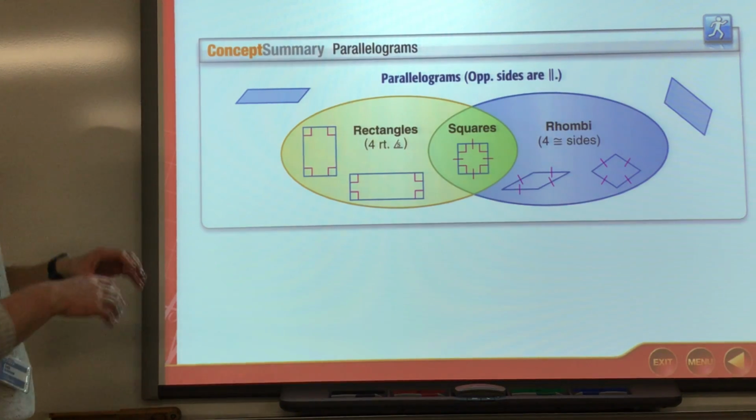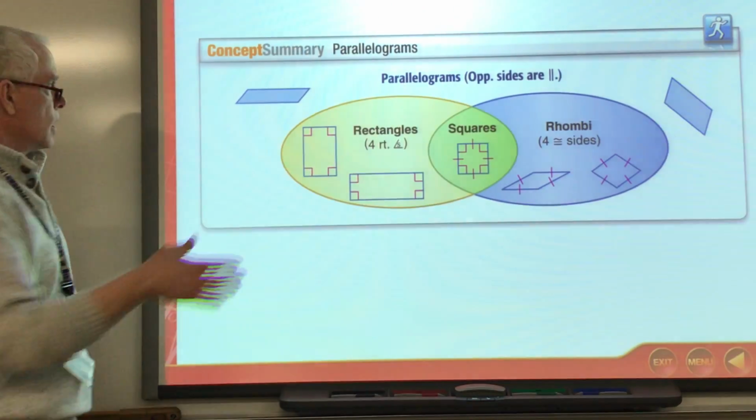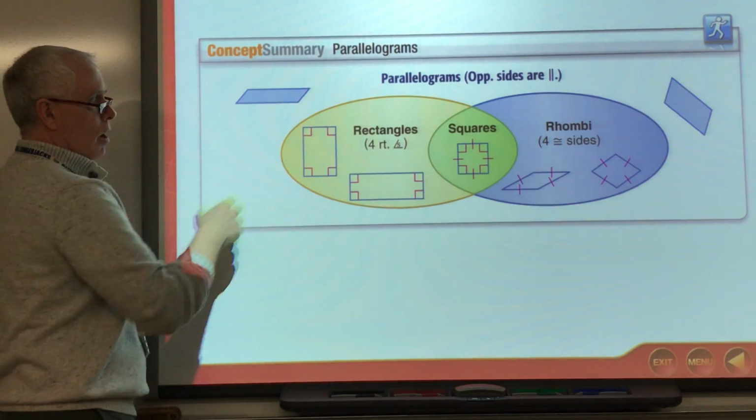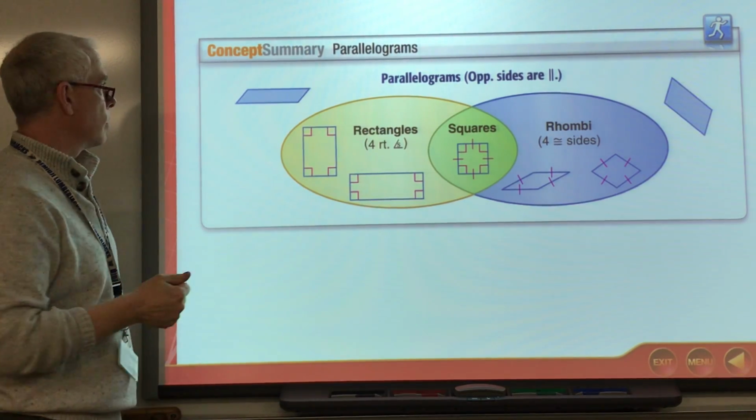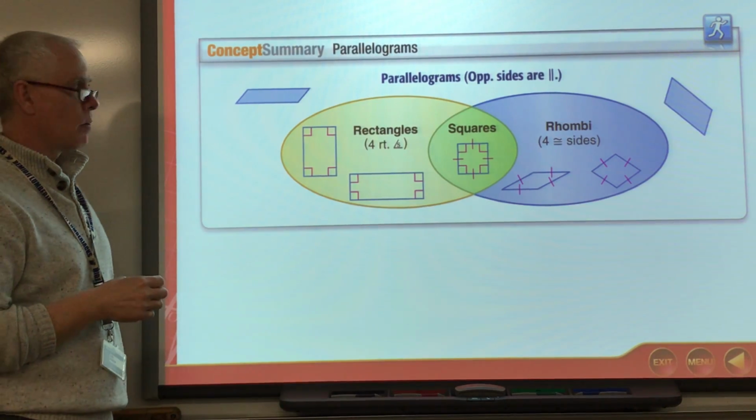All right, so if I look at a Venn diagram here and I think of this whole box as any parallelogram, so this is a parallelogram that's not a rhombus or a rectangle or a square. None of the sides are congruent. None of the angles are right angles.